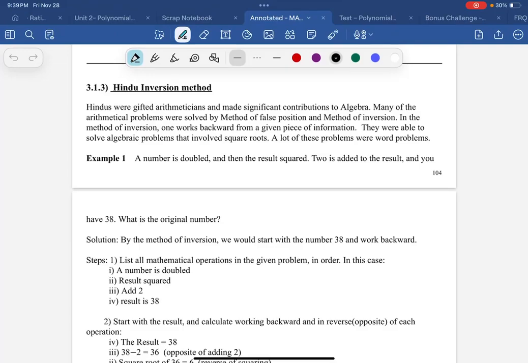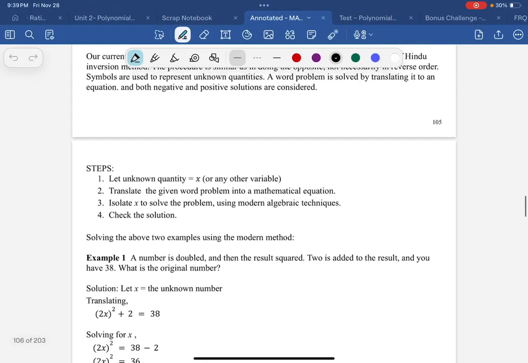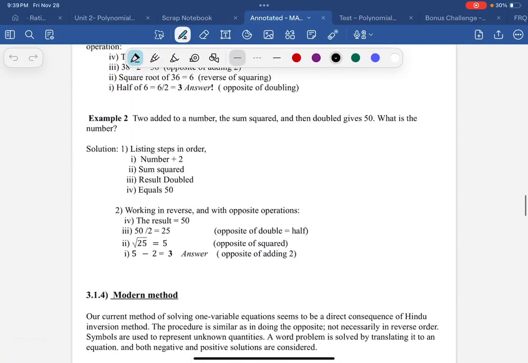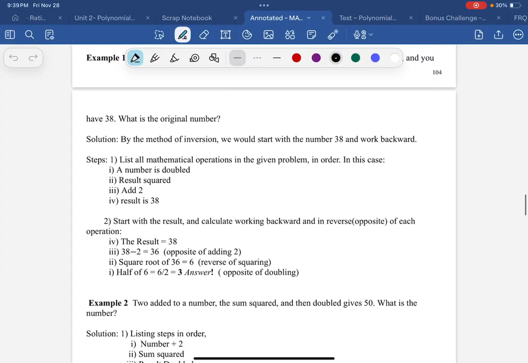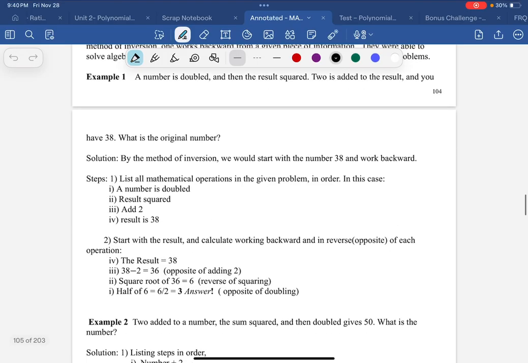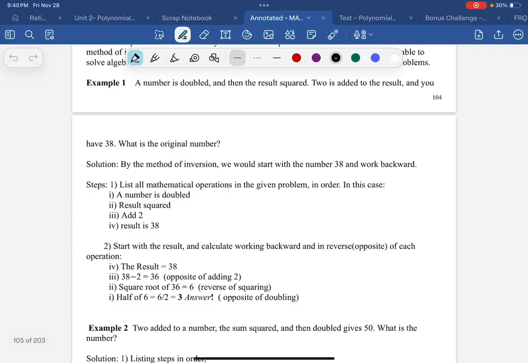All right, so in this video we're looking at 313 and 314. It's the Hindu inversion method and the modern method, which ultimately boil down to being the same thing. The Hindu inversion method is just an earlier iteration of that, where you just undo whatever the expression requires you to undo. So when it says a number is doubled and then the result is squared, 2 is added to the result, and you have 38, what's the original number? It's just basically take that set of instructions and undo what's written there, and you'll get the value.